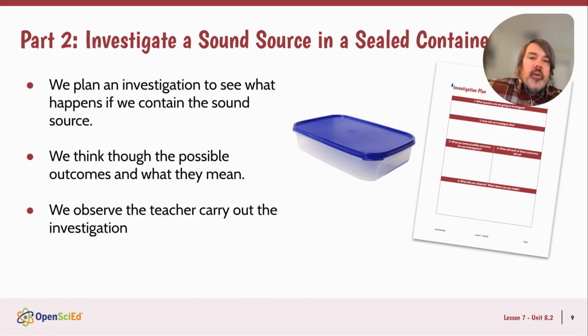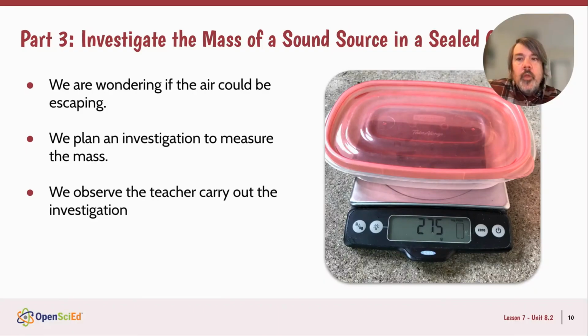So put a cell phone or something in the Tupperware container and play a sound. Spoiler alert, we can still hear the sound. And this is the part where kids will say, well, it's not totally airtight. I think maybe some stuff's getting out, right? So this introduces that second investigation. So we're like, cool, how could we prove that stuff's getting out, or stuff's not getting out?